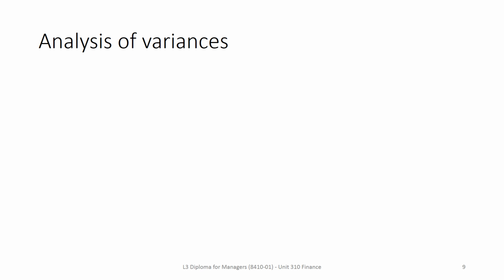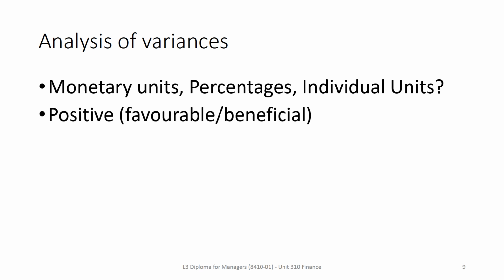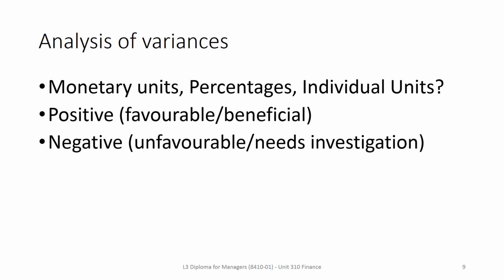Talk there at the last one about explanation of variance, positive and negative. The variances will need analysing to gauge their impact of success on the business, and it's not necessarily straightforward. We'll be determining the variance between the actual and the budget, and that could be expressed in different ways. So it could be in monetary values, pounds, shillings, pence. It could be in percentages, or it could be in individual unit numbers. The items to which that variation applies will have to be indicated as either a positive result, so favourable, beneficial, or a negative result, so unfavourable, and will need a lot more investigation.